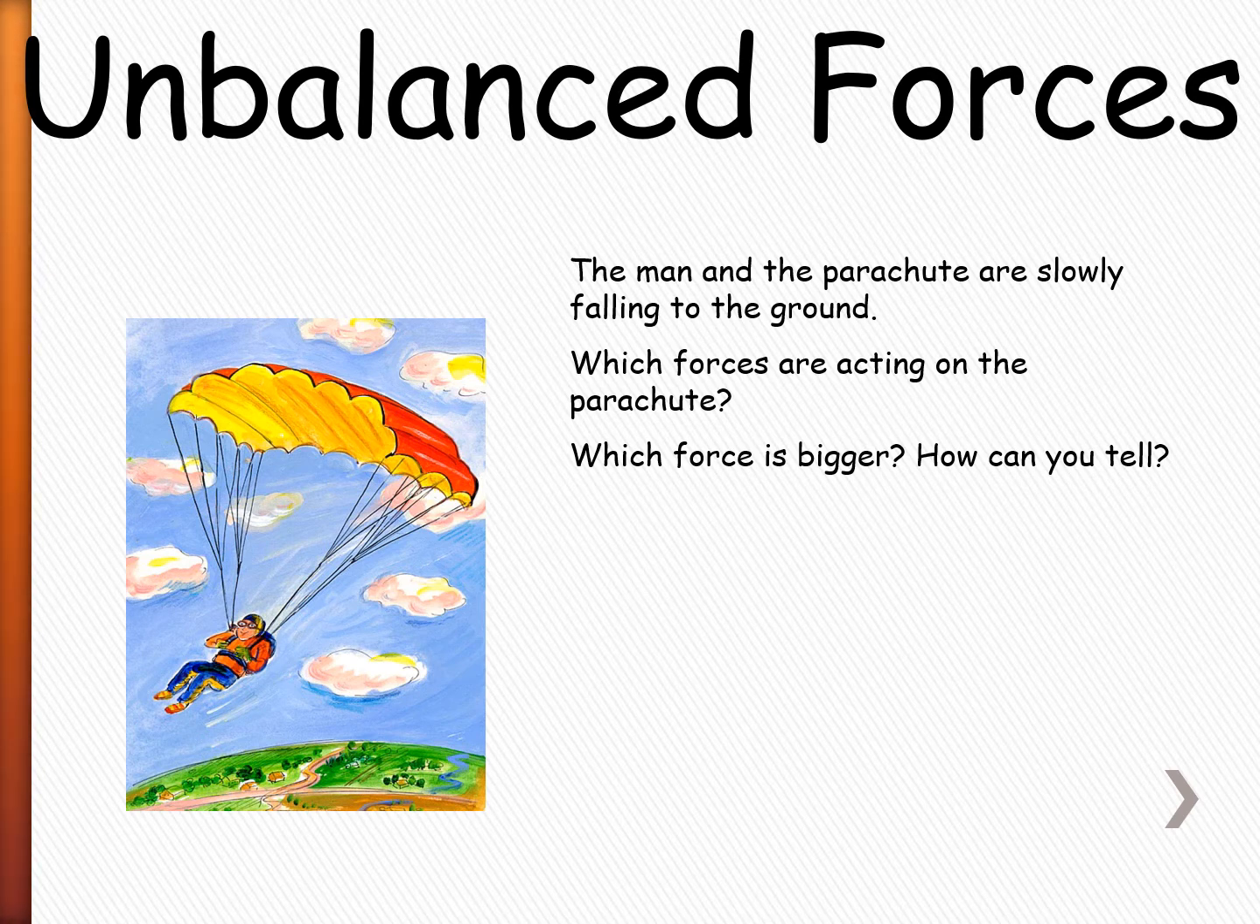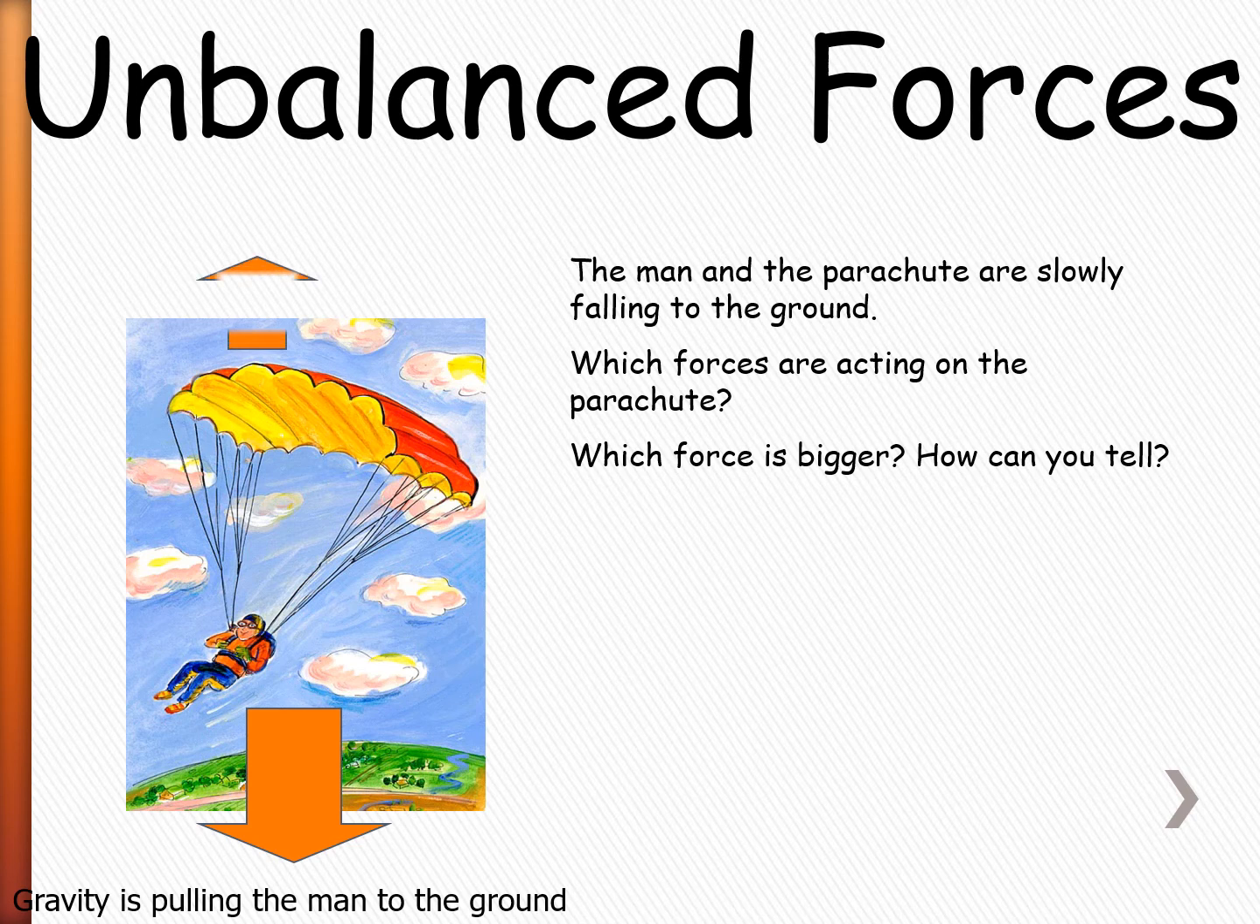Another example of unbalanced forces. The man and the parachute are slowly falling to the ground. Which forces are acting on the parachute? Which force is bigger? How can you tell? We have two forces acting on the parachute. We have gravity pulling the man to the ground and the air resistance pushing it upward.